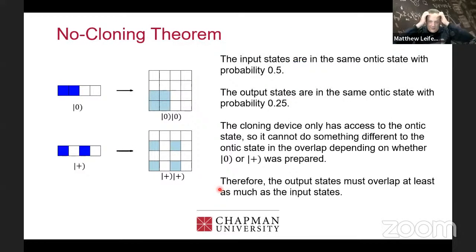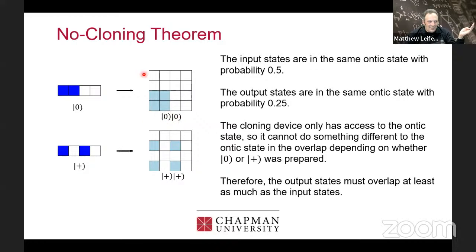Okay, let's look at another phenomenon, the no cloning theorem. So here I flattened out the state space of a single toy bit. Let's consider a toy bit which is either prepared in the 0 epistemic state or the plus epistemic state. Now what we want to do is ask, could there be a machine which, when I input this, outputs 2 copies of the 0 state?